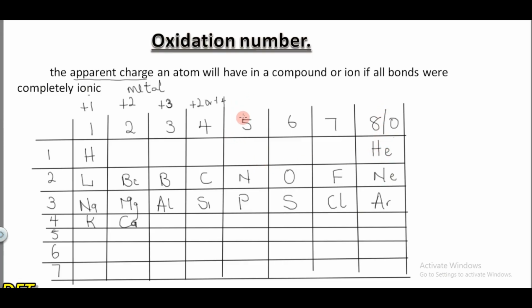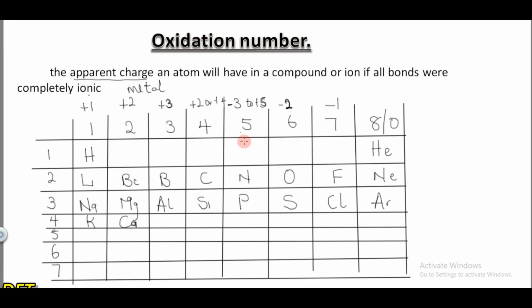So the oxidation number of elements in group 5 ranges from -3 to +5, right? The oxidation number of elements in group 6 ranges, it can be 0, it can be plus 2, 4, 6, but mostly minus 2, right? The oxidation number of elements in group 7 is minus 1.